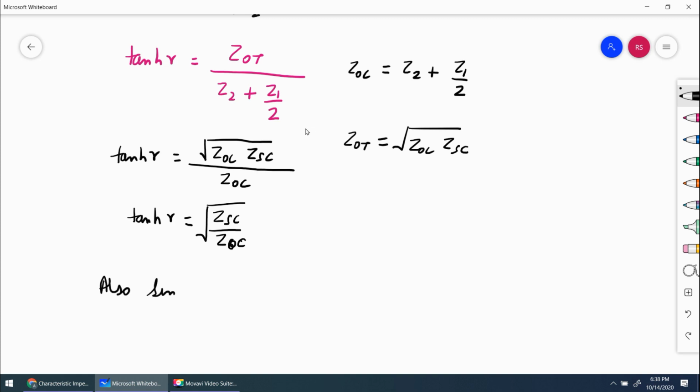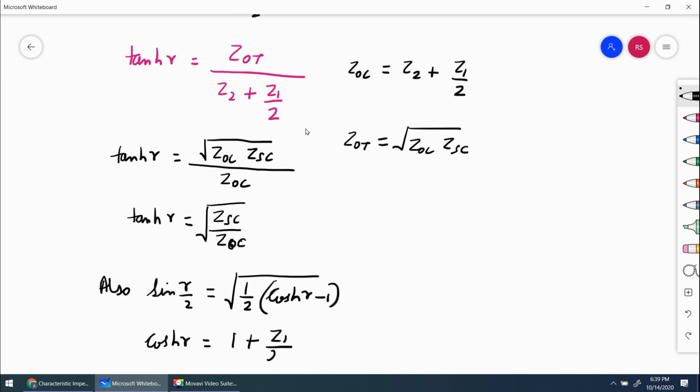Also sine of gamma by 2 is given by 1 by 2 square root of cos of h gamma minus 1. Now we know that cos of h gamma is equal to 1 plus z1 by 2 z2, which is equal to square root of z1 by 4 z2.